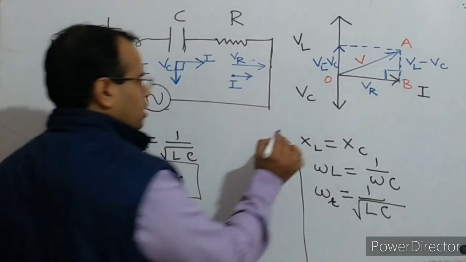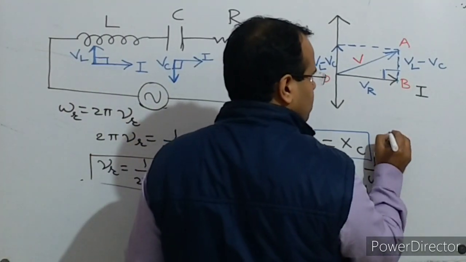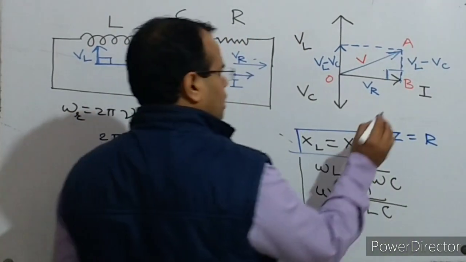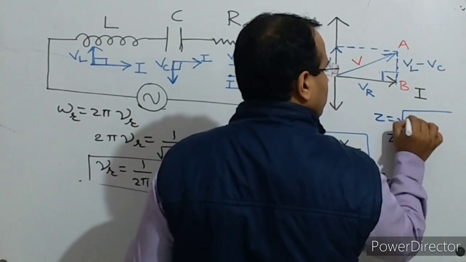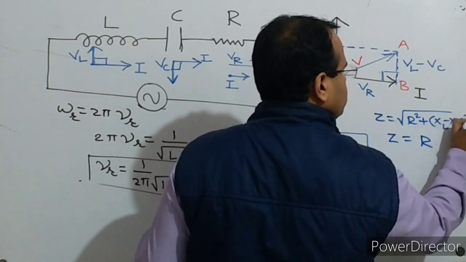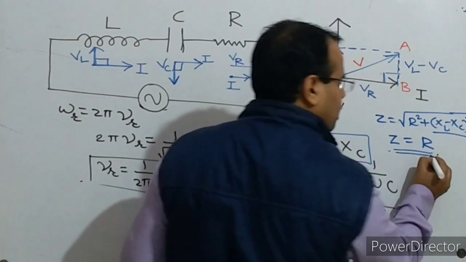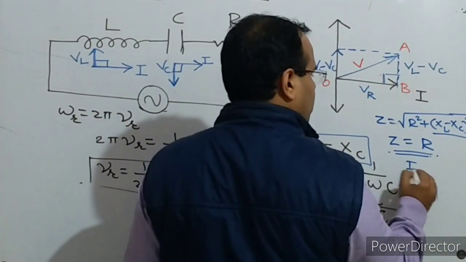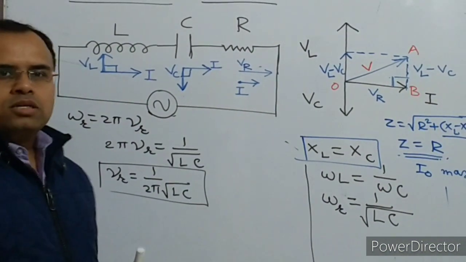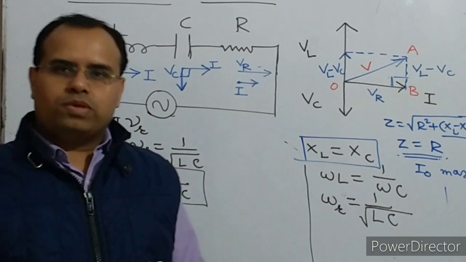When resonance frequency is achieved, XL is equal to XC, and in that case Z is equal to capital R, because the expression for Z was the root of R square plus (XL minus XC) whole square. If they are equal, Z is equal to capital R, and so the current I naught would be maximum. So this is the series LCR circuit and the expression for the resonance frequency. Thank you.